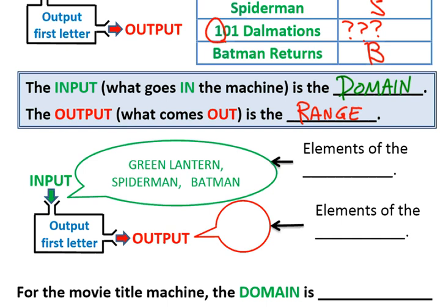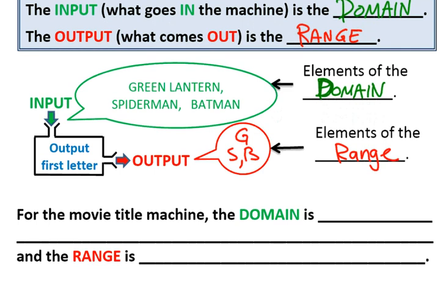So elements of the domain are Green Lantern, Spider-Man, Batman. We couldn't put the 101 in there for that. So Green Lantern, Spider-Man, Batman. And what got output were the first letters of those, which were G, S, and B. Those are all elements of the range.